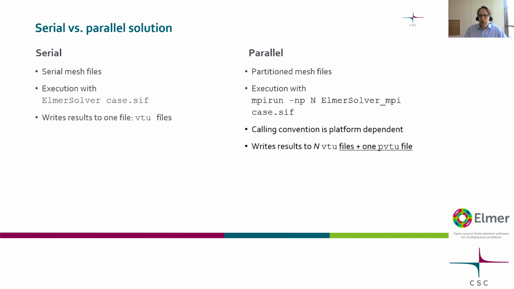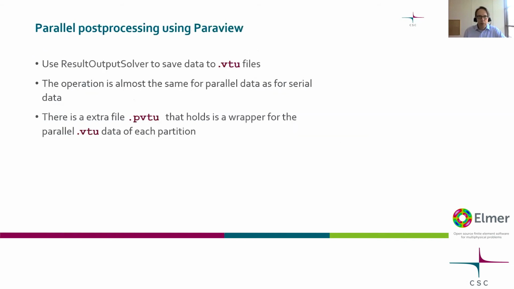They are binary. They are automatically supported in parallel. So in serial, we have one VTU file, and in parallel, we have several VTU files, and then a PVTU file, which is a wrapper of all the different VTU files. And parallel post-processing is almost the same in serial and parallel. Of course, in parallel, you may be more exhausted by the resources, but other than that, it's typically almost exactly the same. You just open the PVTU file instead of the VTU file.